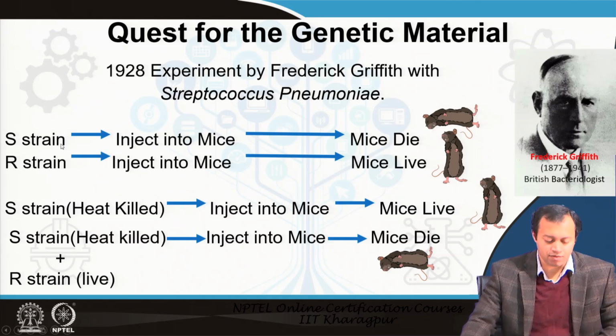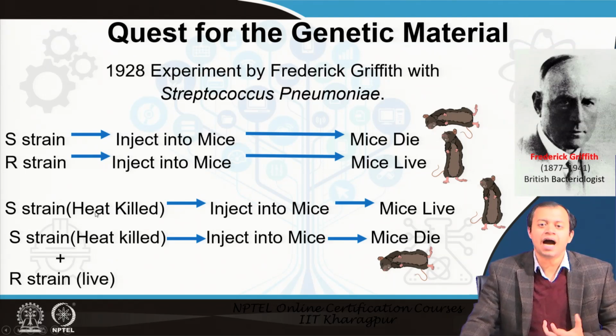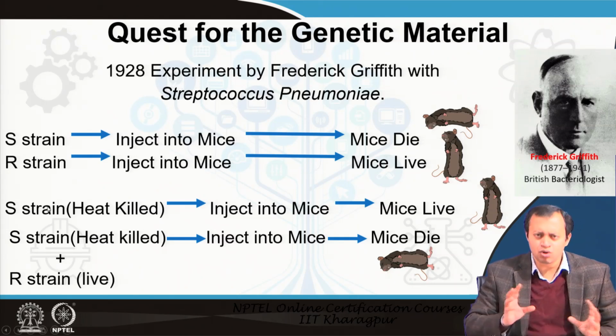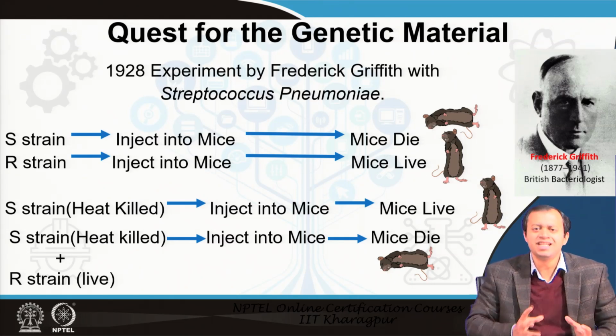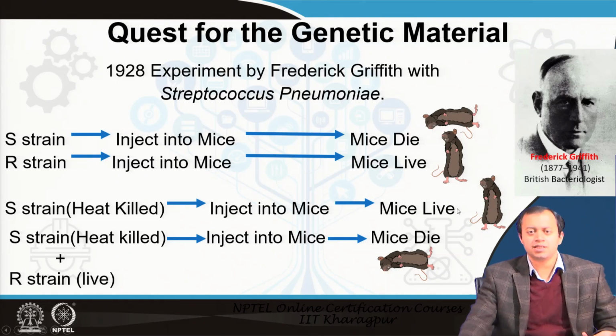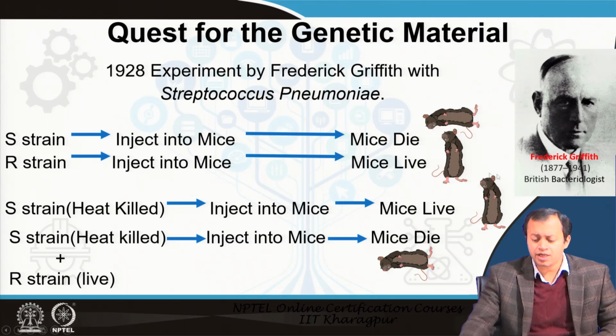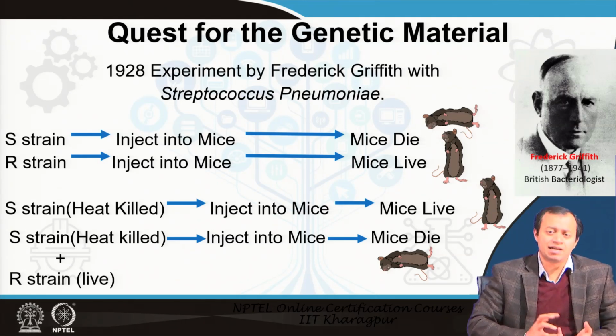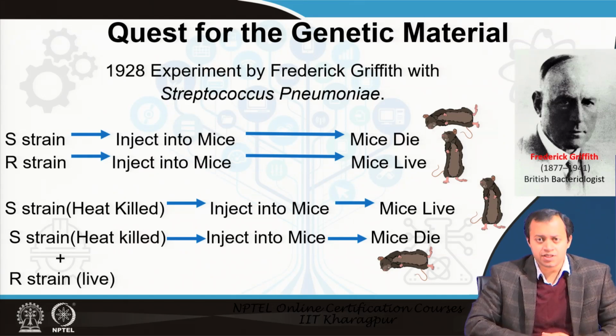Quite simple, quite straightforward. In the next step, Frederick Griffith killed all the S strain bacteria by putting them at a high temperature. He just heated them so that they all died without losing their outer form. He just heat killed those S strain bacteria. When he injected the S strain bacteria into the mice, it lived. Why? Because the bacteria is dead. Dead bacteria cannot kill a live mice. You are injecting dead bacteria into the mice.